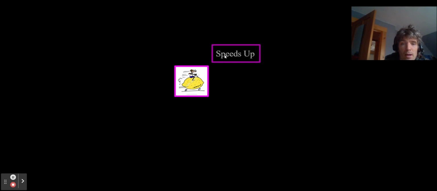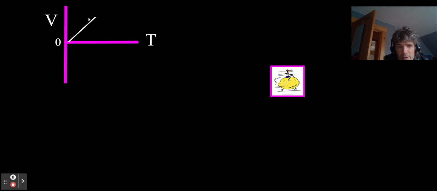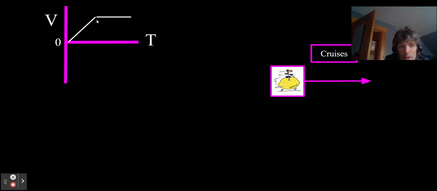And one last feature of a velocity graph has to do with displacement. Let's say we have a car and it speeds up. How would I show that on a velocity graph? I'd draw it like that. It speeds up at a consistent rate. It accelerates at a consistent rate. And then what does it do? It cruises along. How do I draw that? I draw a nice flat line.